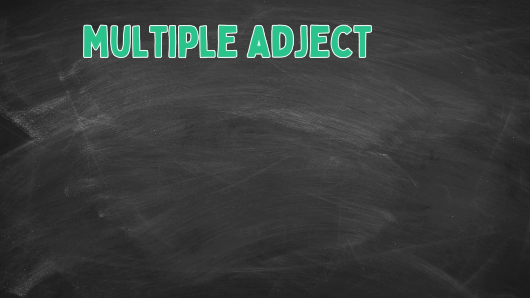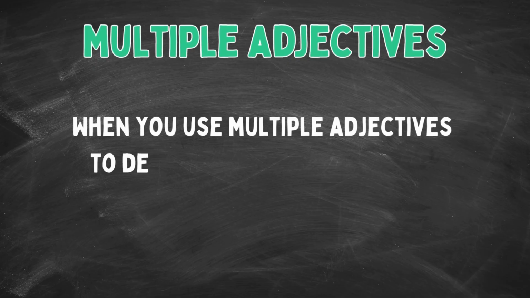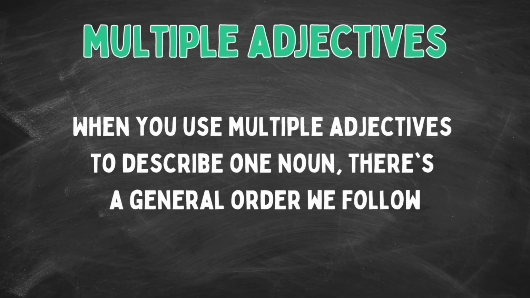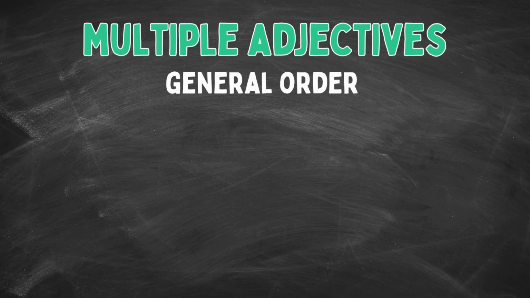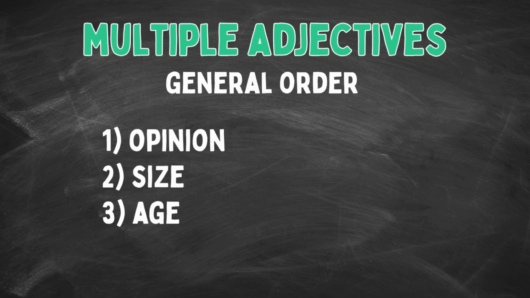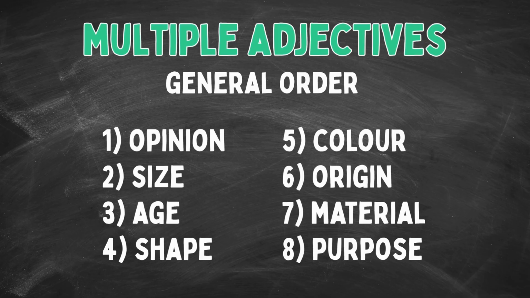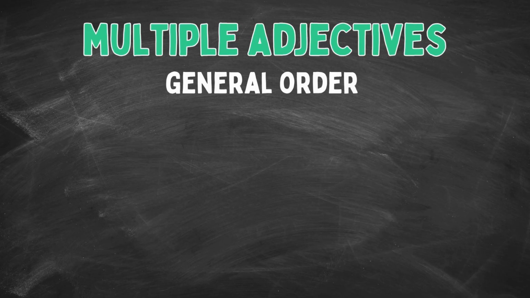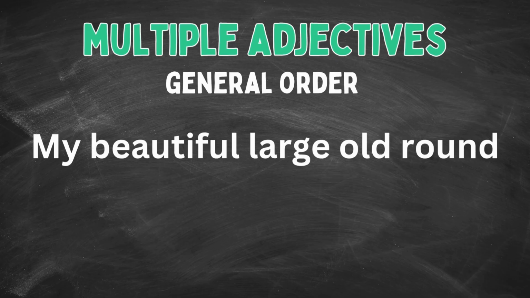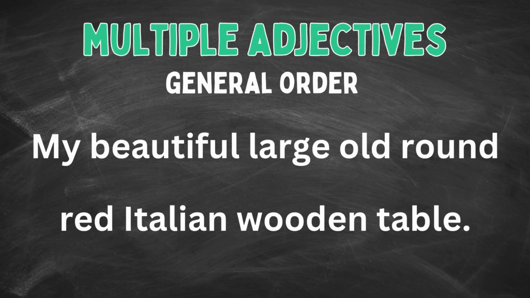Multiple adjectives. When you use multiple adjectives to describe one noun, there's a general order we follow. The general order is opinion, size, age, shape, color, origin, material, and purpose. For example, my beautiful, large, old, round, red Italian wooden table.